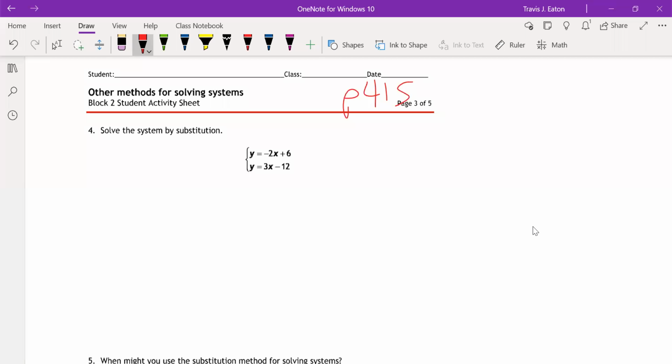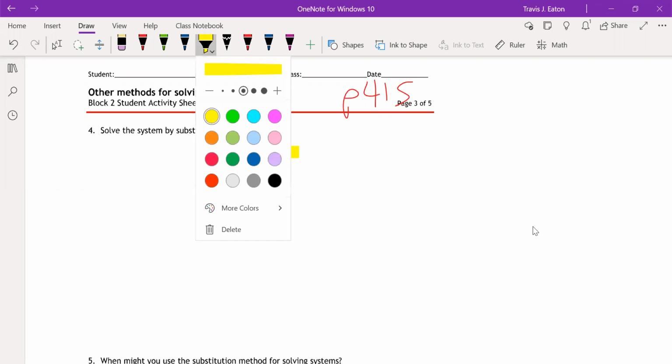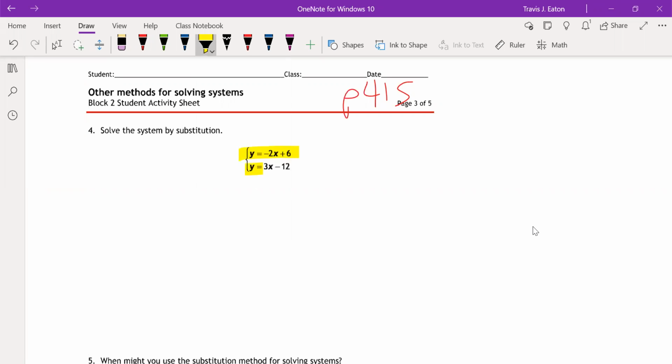Okay, so here we have the system of equations, and we want to solve it by substitution. Now, you'll notice that both of these have been solved for y in terms of x. This one says that y is equal to negative 2x plus 6, and the other one says that y equals 3x minus 12. So how can y be equal to two different things? Well, y is what y is.